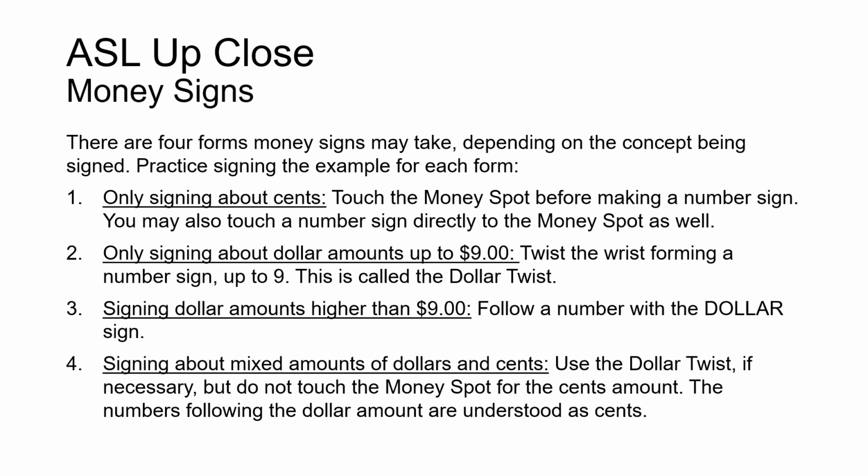Only signing about dollar amounts up to $9: twist the wrist, forming a number sign up to 9. This is called the dollar twist. Signing amounts higher than $9: follow a number with the dollar sign.